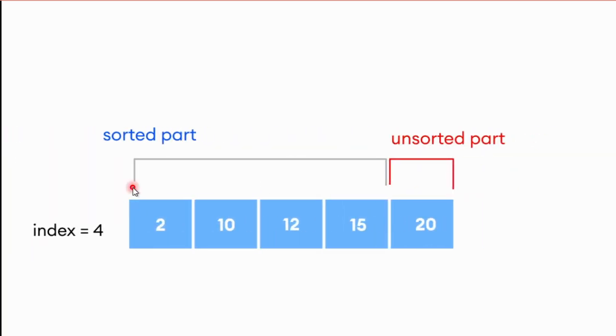Now my first 4 elements are sorted. So I'm only left with the last element. As last element is only one element, there is no need of any comparisons or operations to be done.